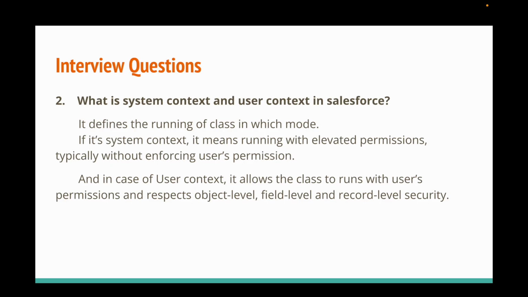In case of system context, it means that it is running with elevated permissions, typically without enforcing any of the user's permissions. It doesn't matter what kind of user is logged in, it will run and keep the functionality running without blocking anything based on the user's permissions. But if we run the same class in user context, it will check the user's permissions, respect the record level and field level security, and then run the class accordingly.